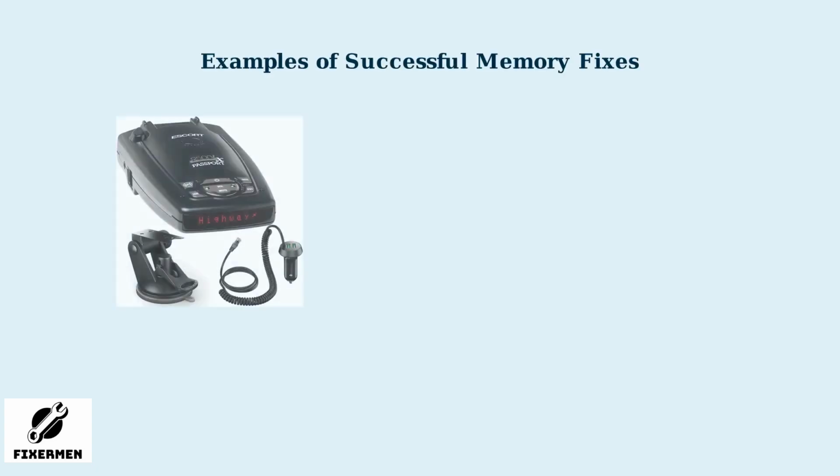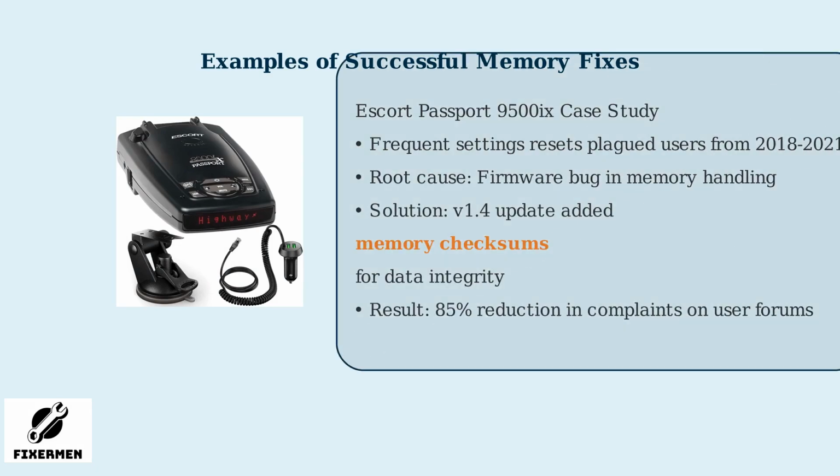Let's examine real-world examples of how Escort successfully fixed memory reset issues in their radar detectors. A notable case is the Escort Passport 9500iX, released between 2018 and 2021. Users frequently experienced settings resetting to factory defaults, causing frustration during drives. The root cause was a firmware bug that affected how settings were stored and retrieved in memory. Escort addressed this with their v1.4 firmware update, which introduced memory checksums to verify data integrity and prevent corruption. This fix resulted in an 85% reduction in user complaints reported on forums.